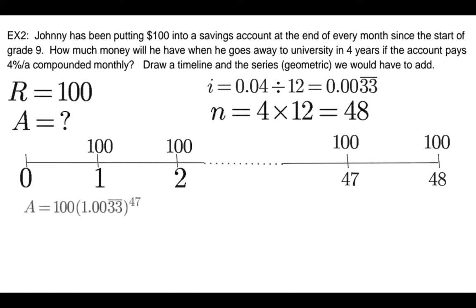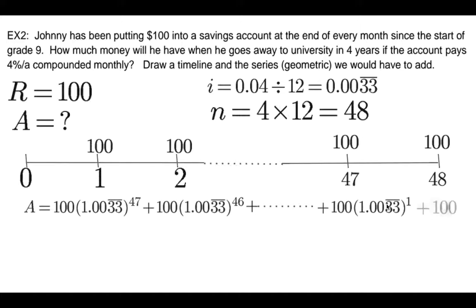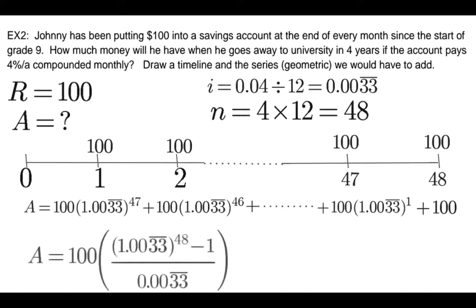Kind of writing them all out, taking them to the future. We got the 47. The first one's in there for 47 months. The second one's in there for 46. The second last one's in there for 1, and the last one just got there. So that's actually like the timeline and the series. And then you can plug them into the future value formula, and you get $5,195. You can compare that to $4,800, which is 48 times 100, and it makes sense. Like you paid $4,800 and you have $5,195 in the bank.